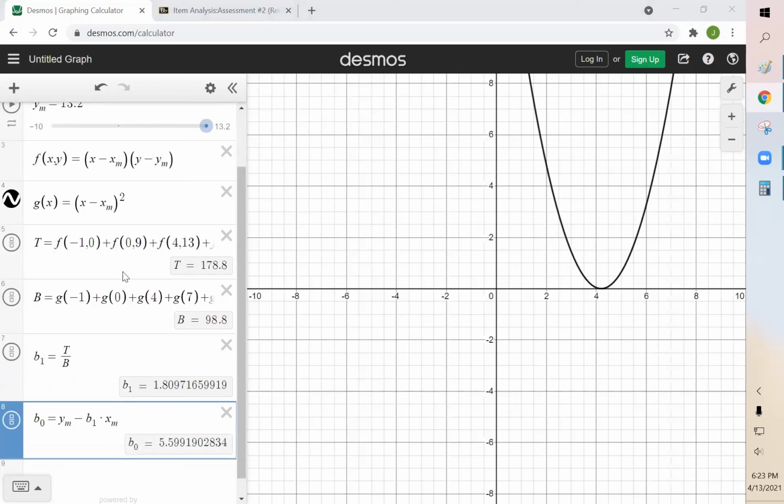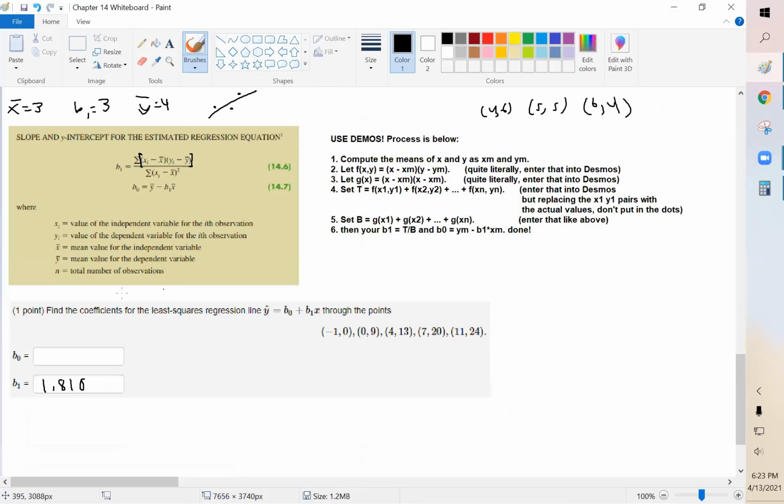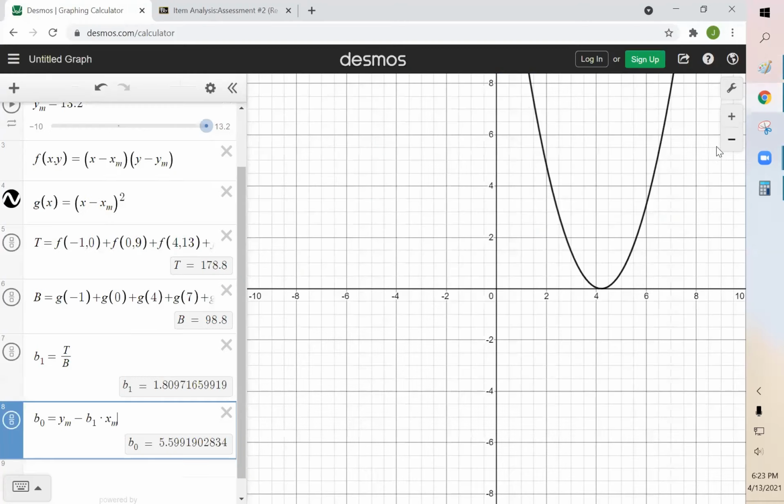The 13.2 for Y is just averaging. It's the mean of our Y values. Y bar is the mean. So the 0, 9, 13, 20, 24, added them all up, divided by 5 to get the mean. So in this case now we have 5.599.